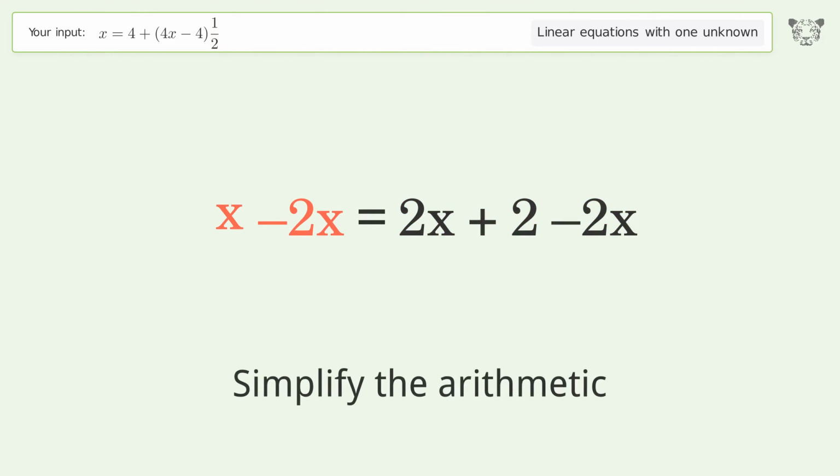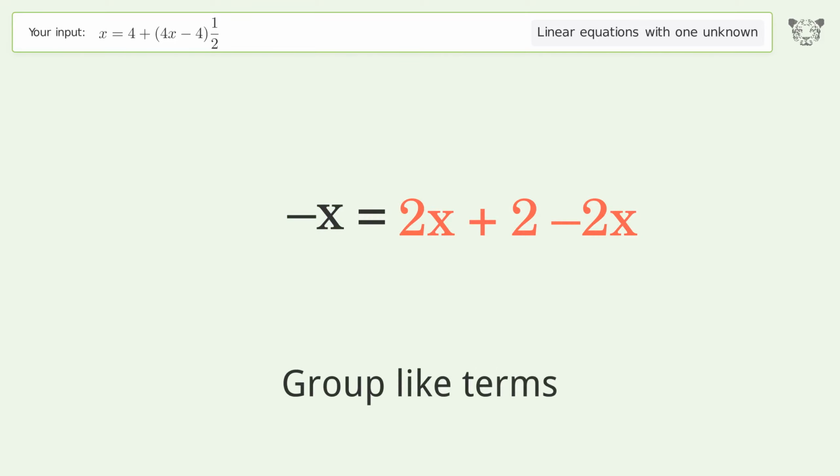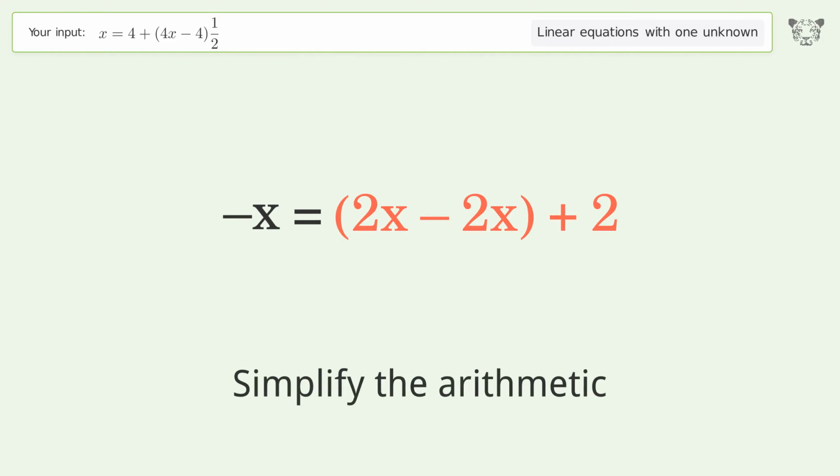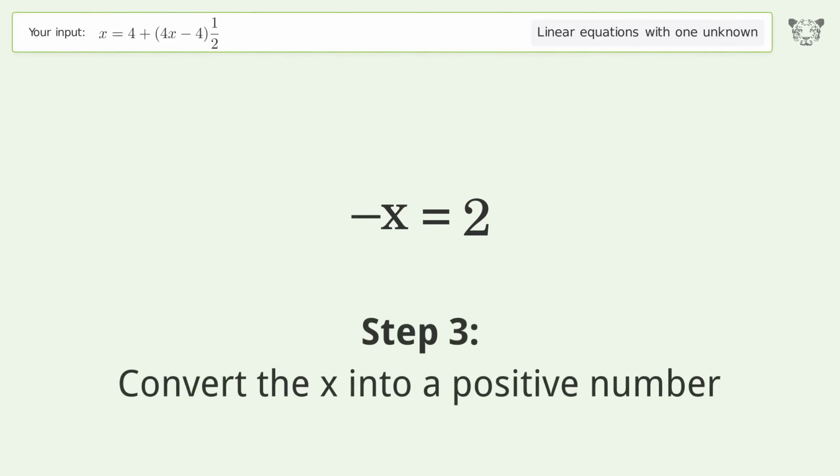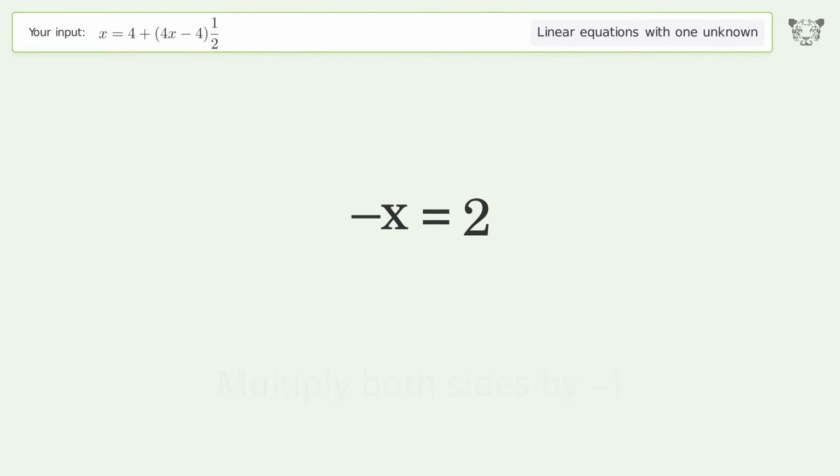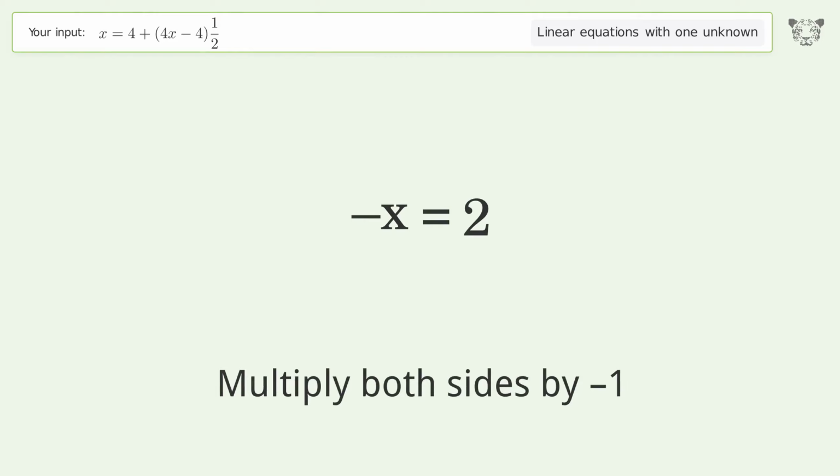Simplify the arithmetic. Group like terms. Simplify the arithmetic. Convert the x into a positive number. Multiply both sides by -1.